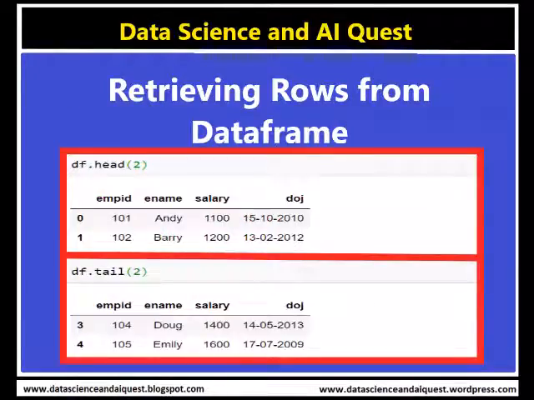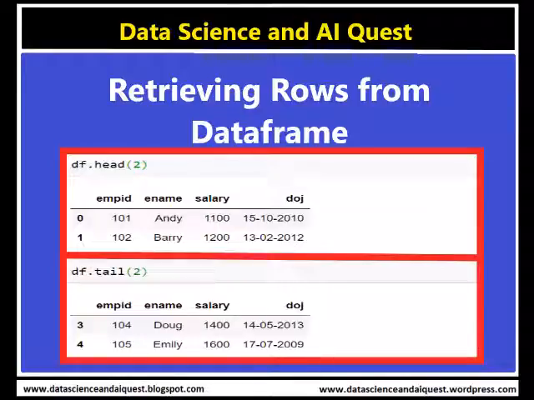Now if somebody wants to retrieve only some rows from the data frame, one can use the head method, which will provide the designated number of rows specified within the parameter of the head function. So if we press df.head, the output shows that number of rows present within the data frame. But this is only specific to the topmost section of the data frame.